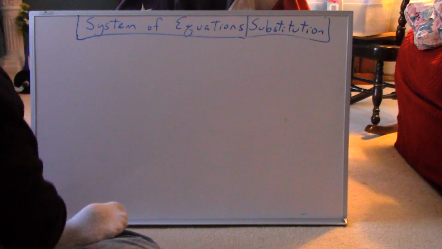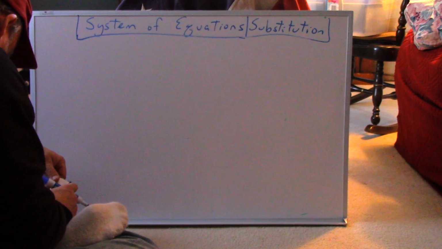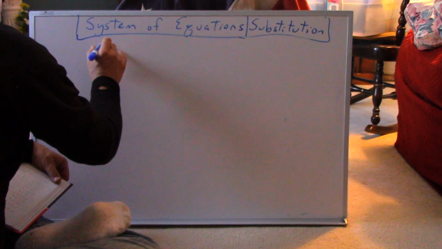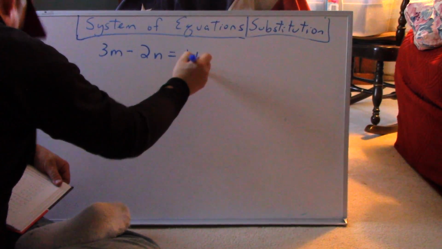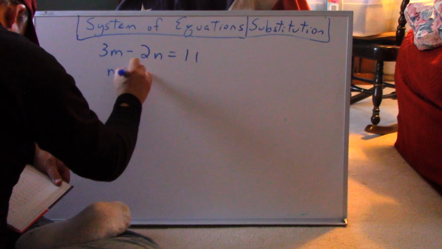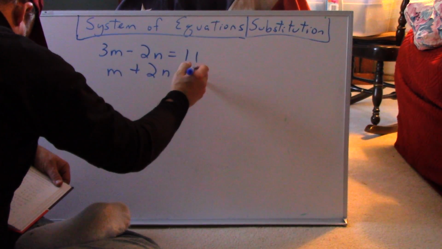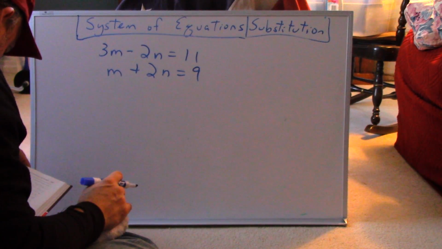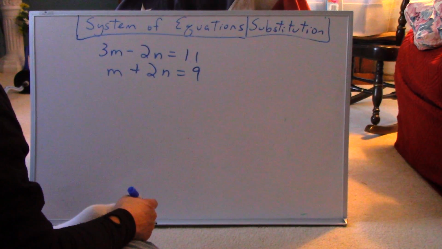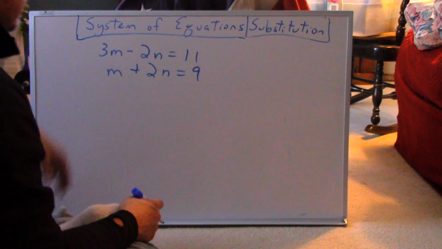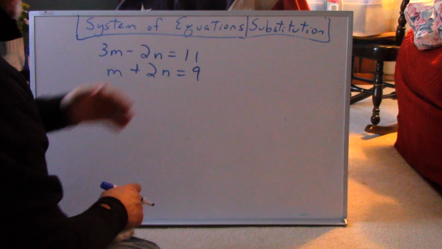All right, let's do another one. How about with a different variable? 3m minus 2n equals 11. And then m plus 2n equals 9. Now this one's a little complicated because I have to move some things around, because I really don't have anything that says m equals or n equals.